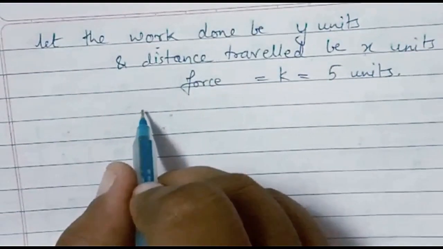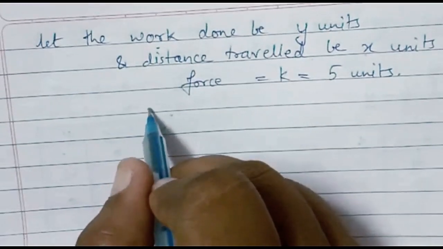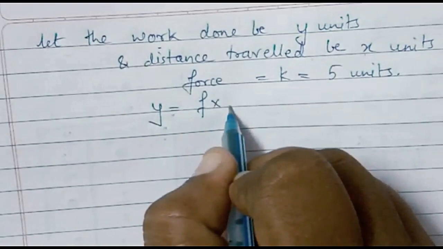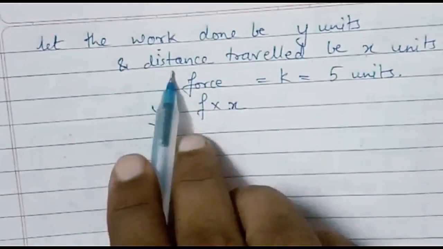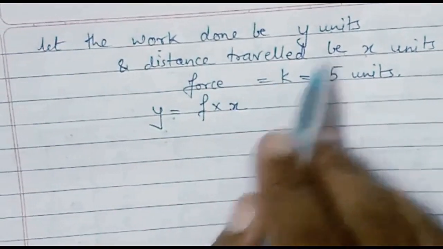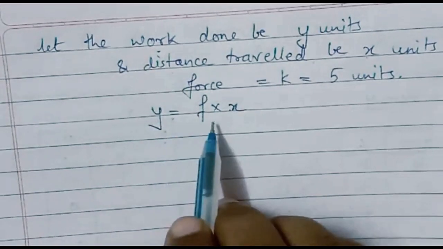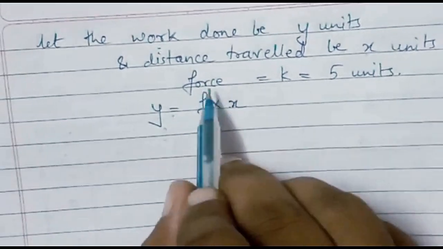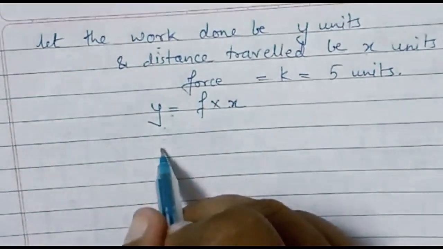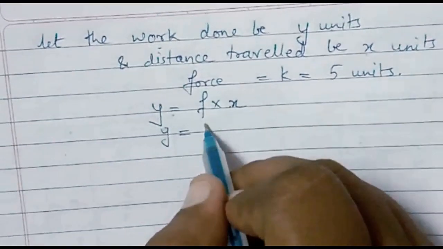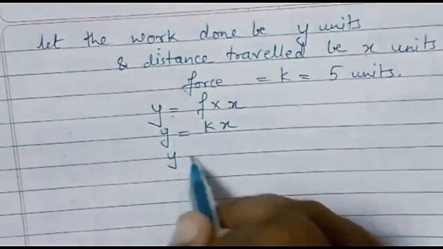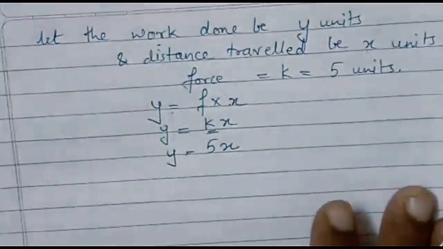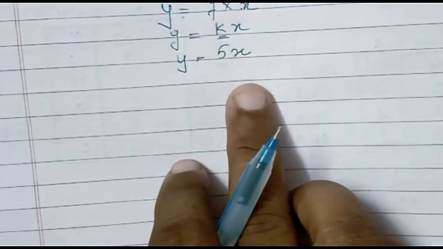Actually you must have learnt in science, work done is equal to force into displacement. So here the displacement is the distance traveled by the body, which is equal to x. So I can write y is equal to f into x. F stands for force. But force is given to be 5 units. So directly either you write y is equal to k into x, or you can replace k by 5. You will get y is equal to 5x. So this is the main equation.